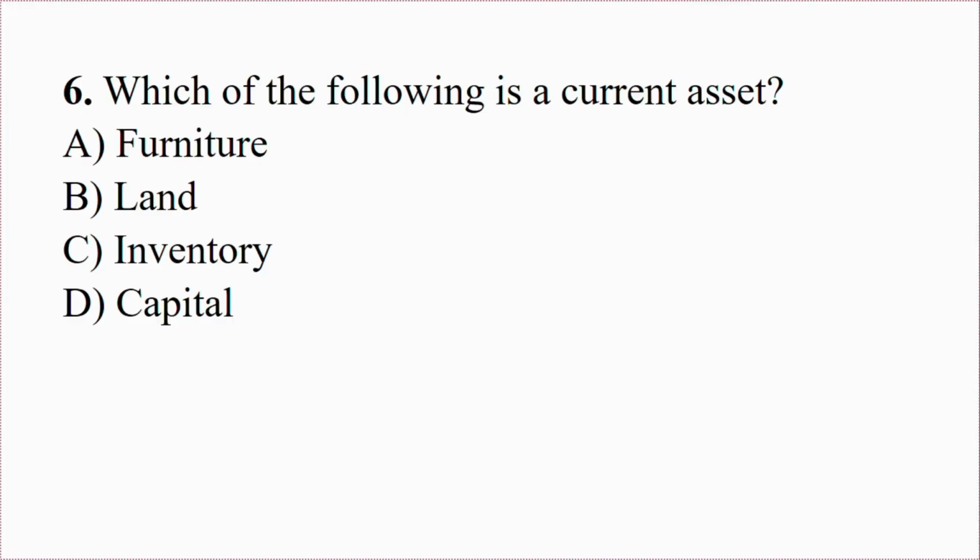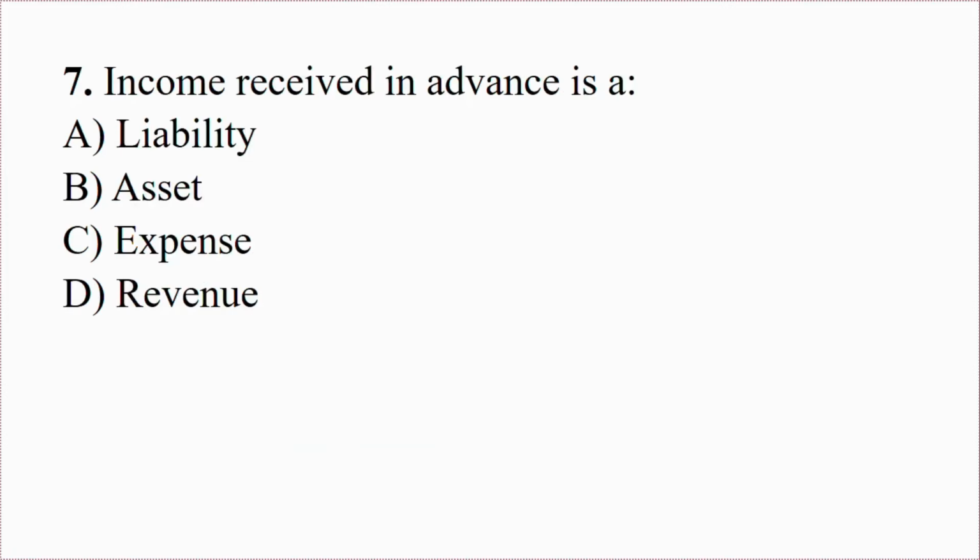The next question is: which of the following is a current asset? Option A, furniture. Option B, land. Option C, inventory. Option D, capital. So the correct answer is option C, that is inventory.